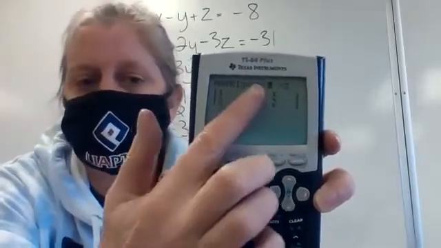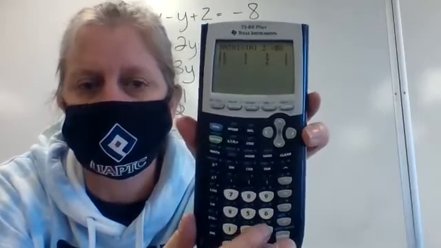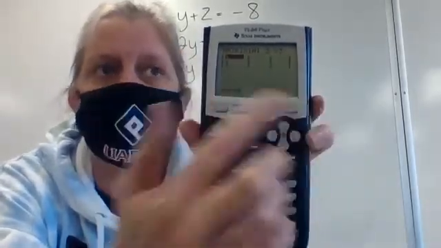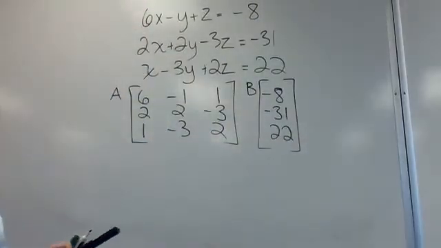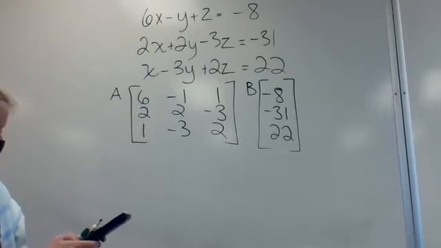Enter your number. So first of all, tell it 3 by 3. So just 3, enter, 3, enter. And then enter across the rows. So first row, 6, enter -1, +1. Second row, 2, 2, -3, and third row, 1, -3, 2.